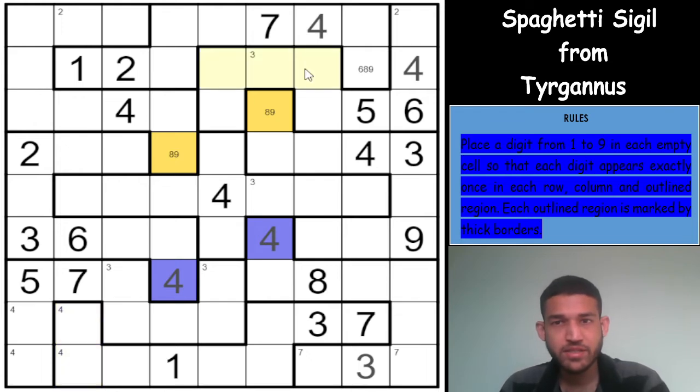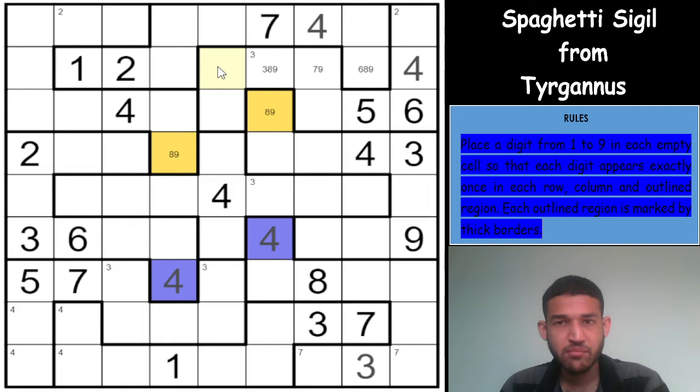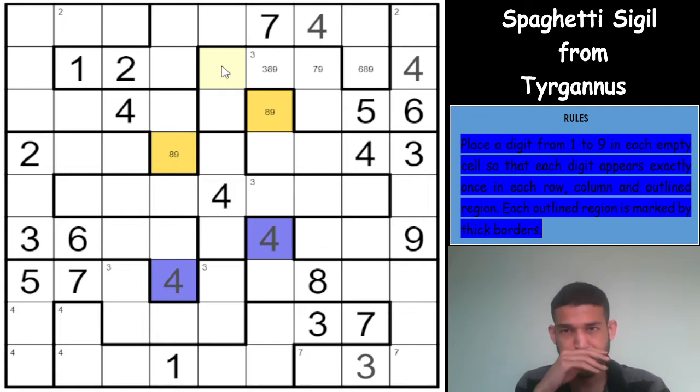So let me look at these cells, because I am seeing that 5 digits are automatically eliminated. So 1, 2, 4, 5, 6 are eliminated from here. So this area contains 3, 7, 8 and 9. So you can't have 3, 8 here. So this is 7, 9. This would be 3, 8 and 9. And this can be 3, 7, 8 and 9.